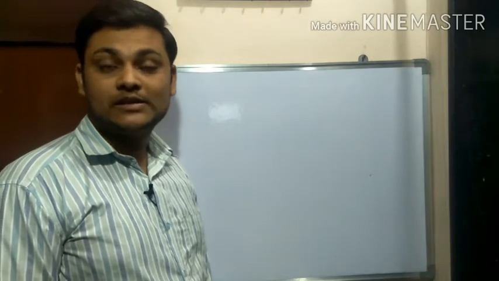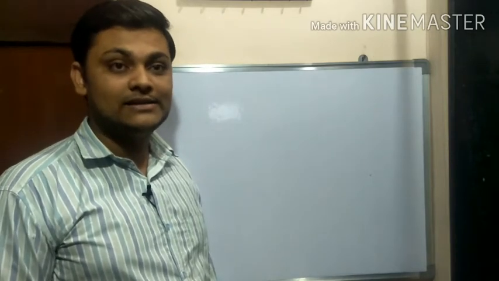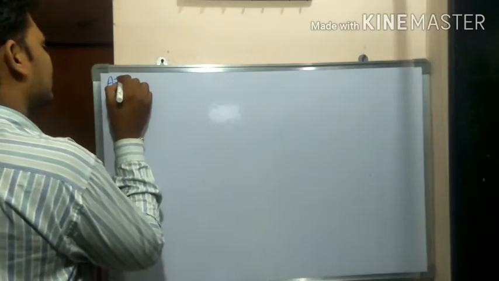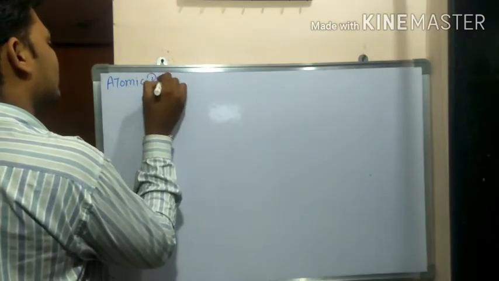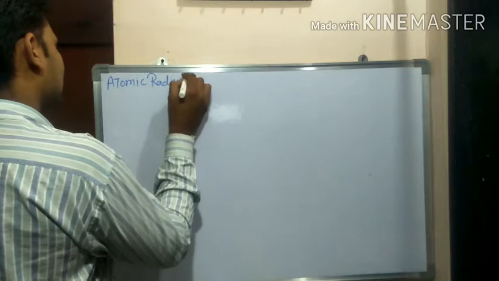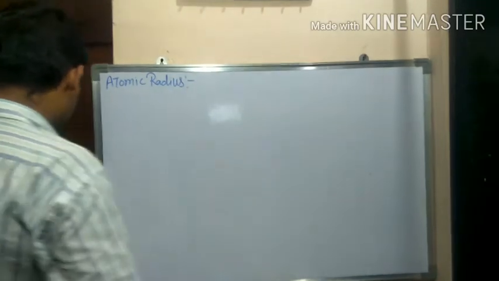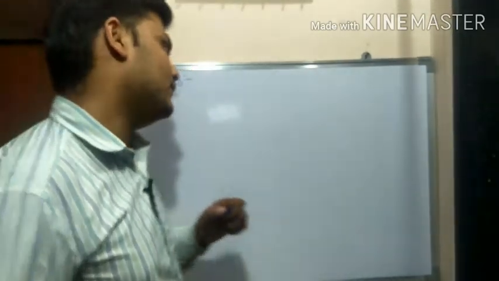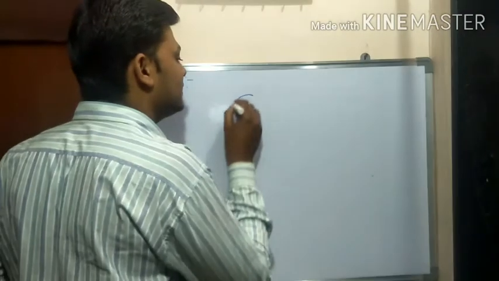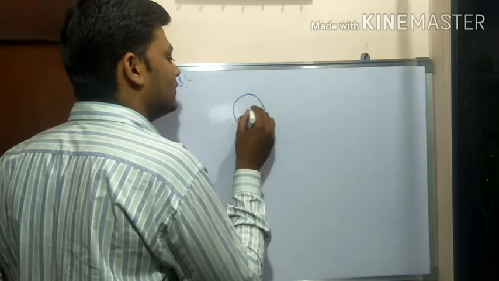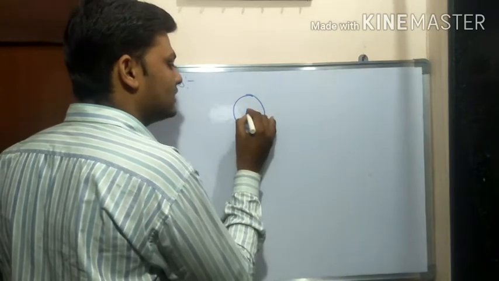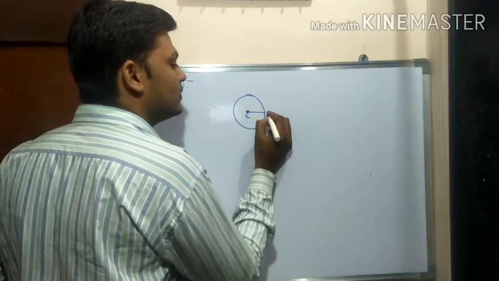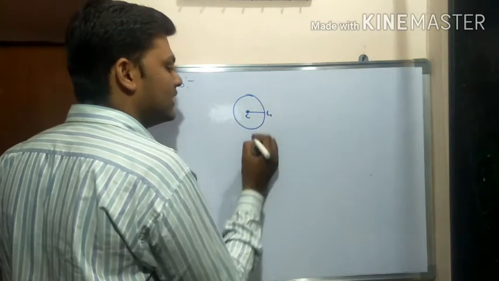Today we are going to discuss a very important concept, that is atomic radius. See, what is meant by atomic radius? Previously we will discuss about radius only. First of all, radius means what? Radius is nothing but the distance of an object from the center of the circumference to the circumference. The distance between the center and the circumference is known as radius.